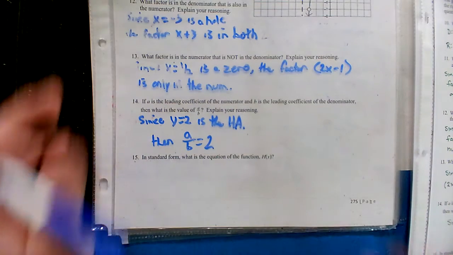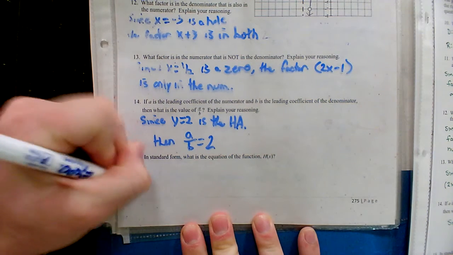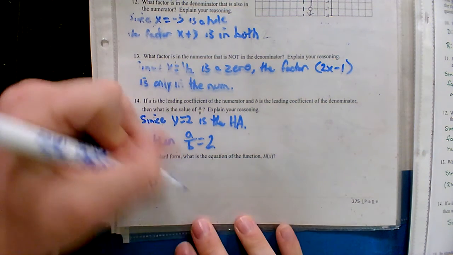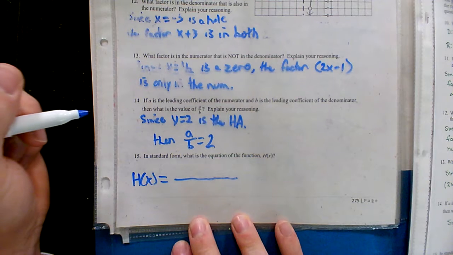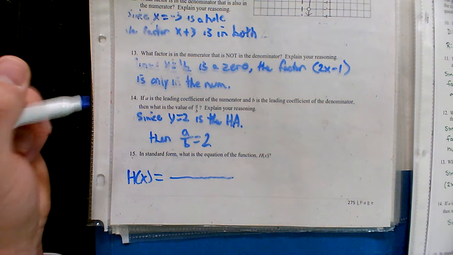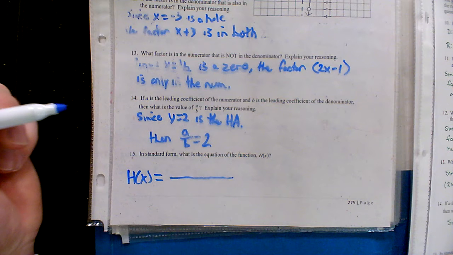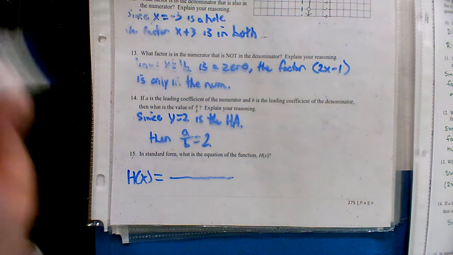It says, in standard form, what is the equation of the function? Well, I always tell you it's easier to write it as factored form, and then you can multiply it out to get standard form. So what would the factored form be? What are we going to have on top? What are we going to have on bottom? We found the information up above. Who can tell me the factors of the top? Factors of the top.